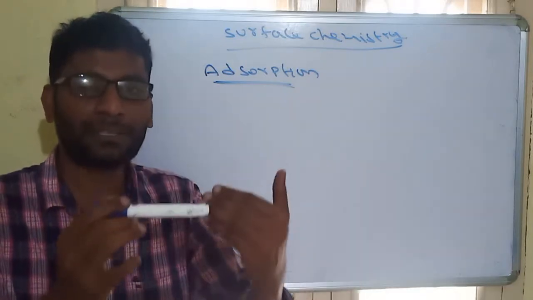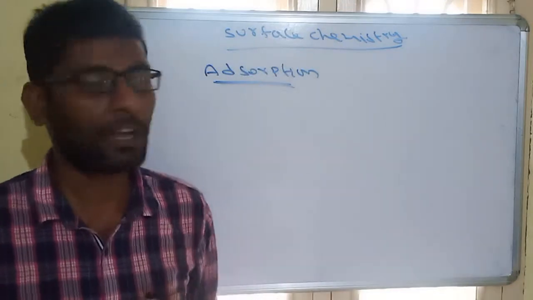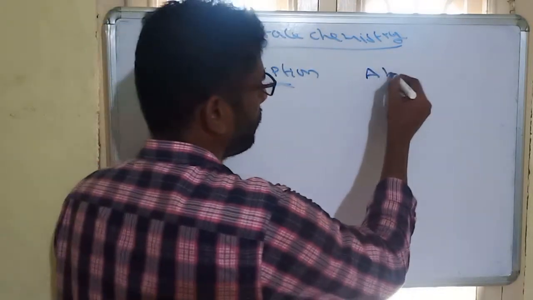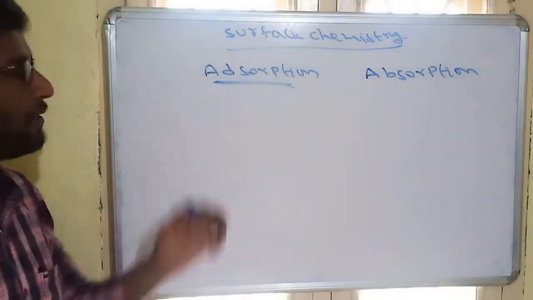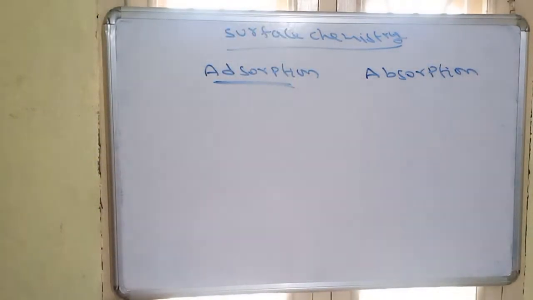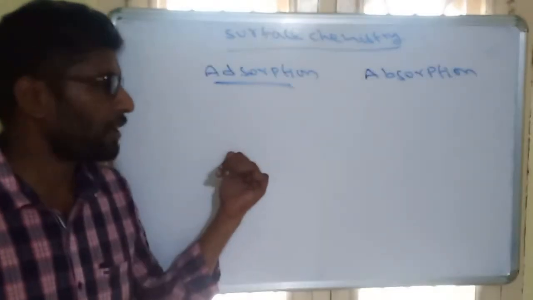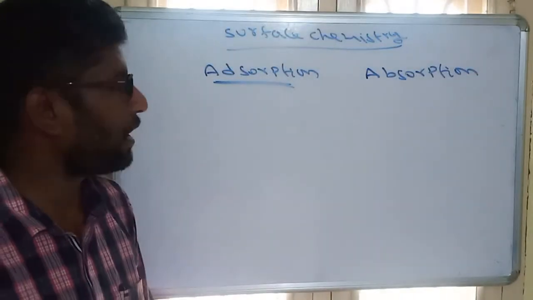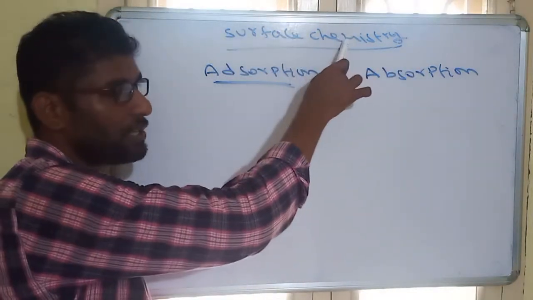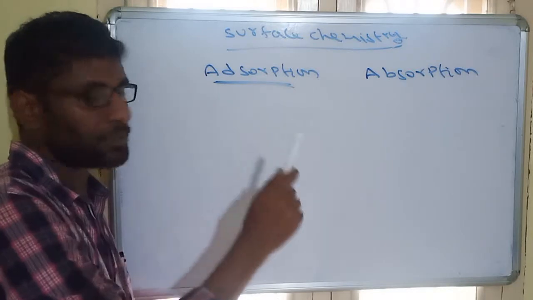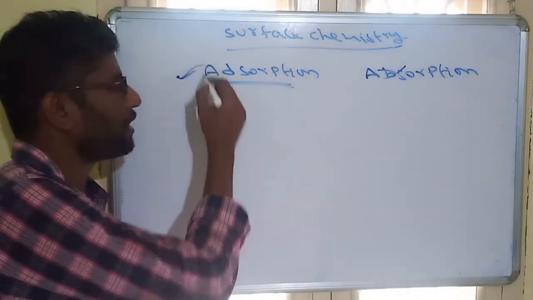If water is going inside, then that is called absorption. So absorption is a bulk phenomenon. There are two phenomena, one is absorption, another one is adsorption. Adsorption is a surface phenomenon, absorption is a bulk phenomenon. We are studying the surface chemistry chapter, so wherever surface chemistry is there, the word we use is adsorption, not absorption. Absorption will not come here, only adsorption.